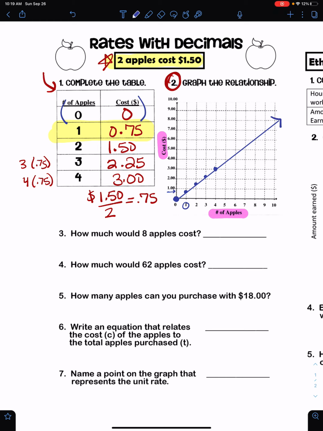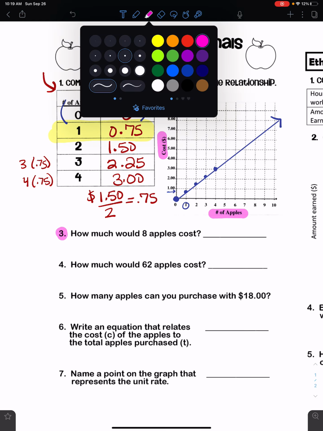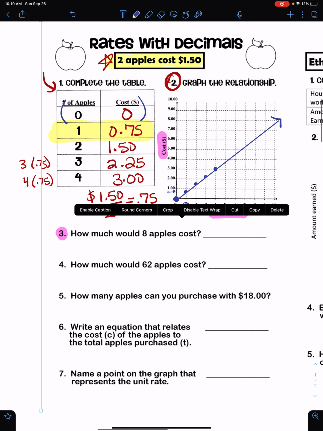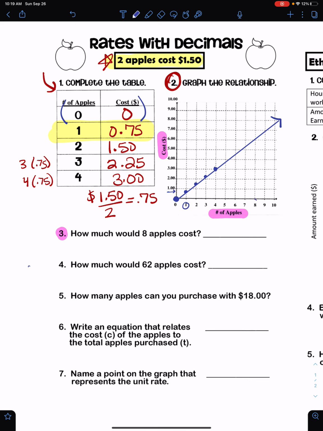So then we're going to answer some questions down here about this. How much would 8 apples cost? Well, you can look on your graph right here and see where the 8 apples would be. Looks like it's about $6. To be sure, you could do 8 times 75 cents because I know 1 apple costs 75 cents and that would actually cost $6. There's lots of ways you could do this.